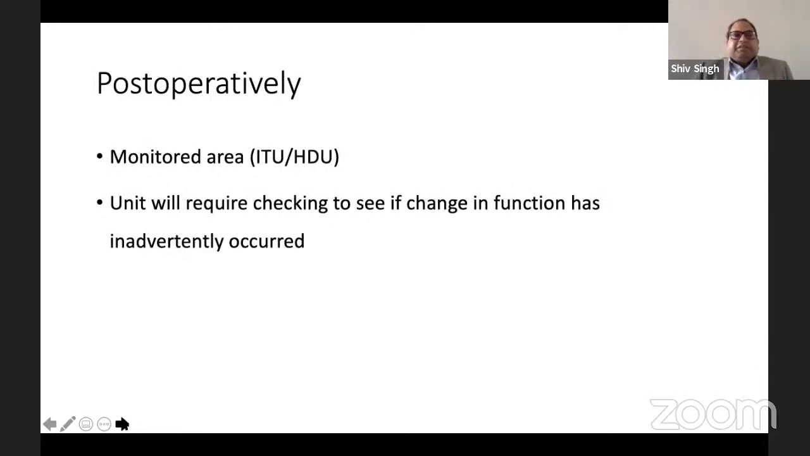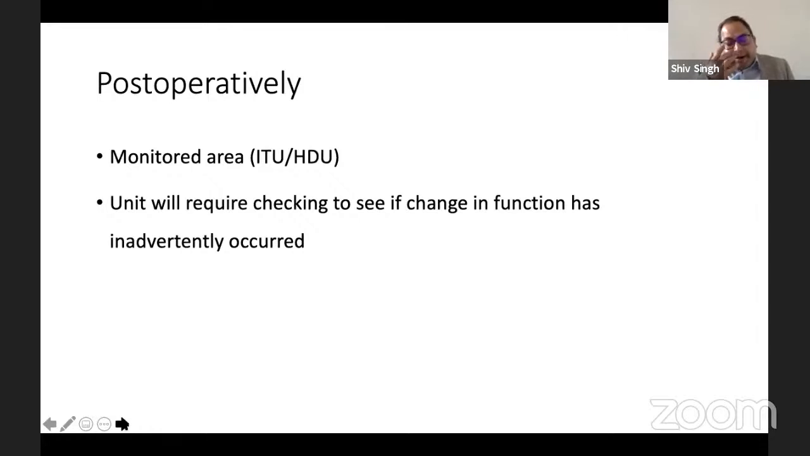After the surgery, it's important that the patient is in the monitored area. It goes into the recovery and the HDU. And a recheck of the function would be required.